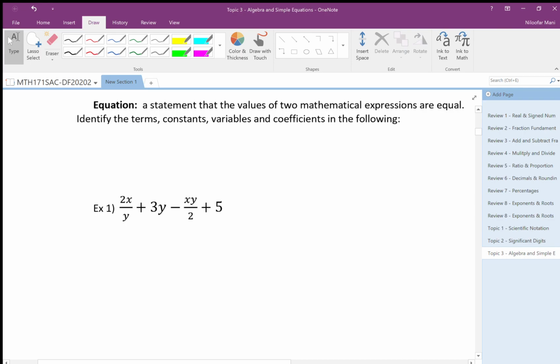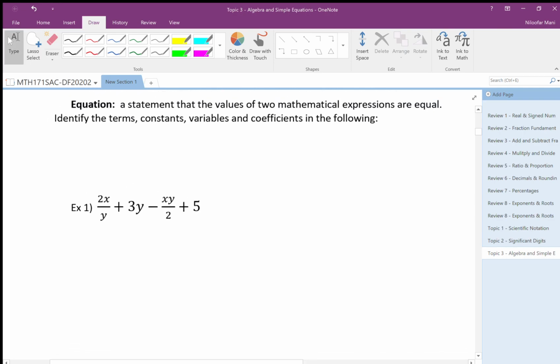So look at this example. Tell me how many terms you have. First of all, is it an equation? No, I don't see any equal sign, so it's just an expression. In this expression, how many terms do I have? I have 2x over y, I have 3y, I have xy over 2, and I have 5. These are the terms.